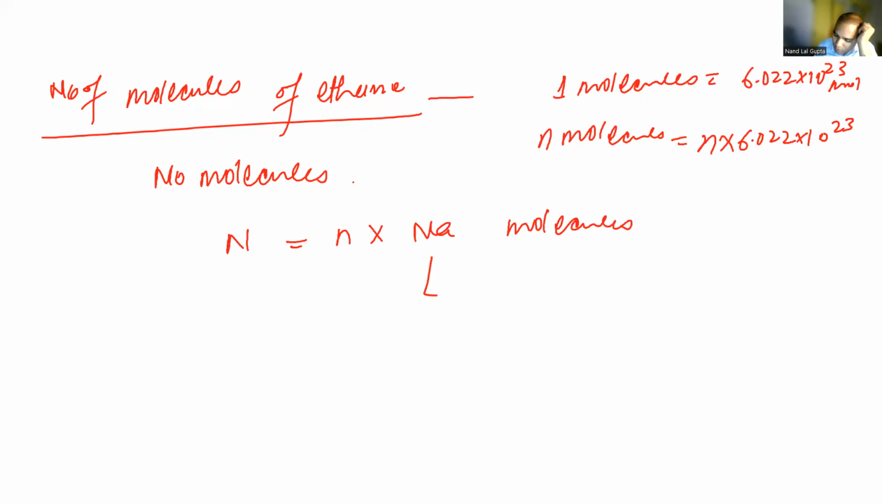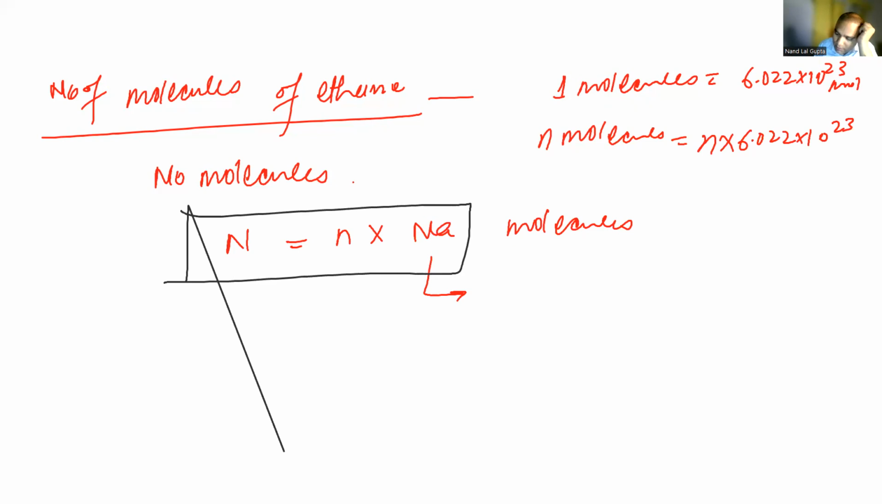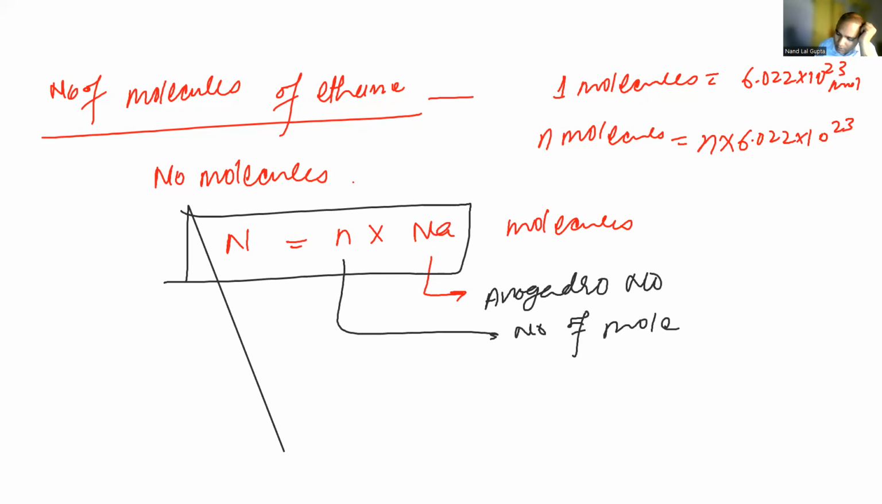So here is NA, this formula we have already done so many times. This is the Avogadro number. Small n is number of moles, and capital N is number of molecules.